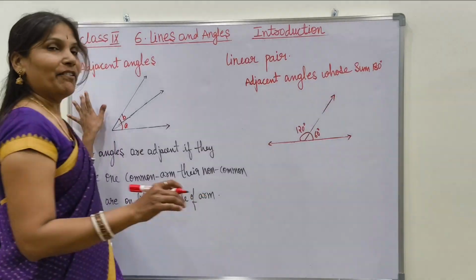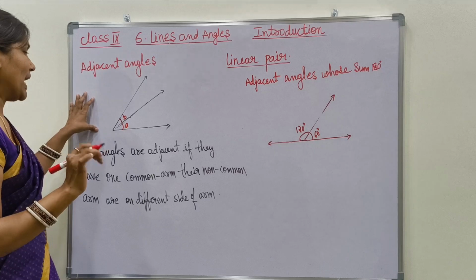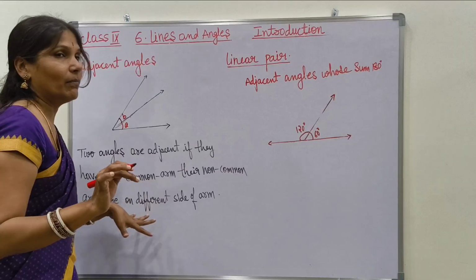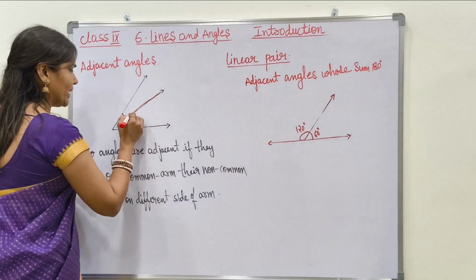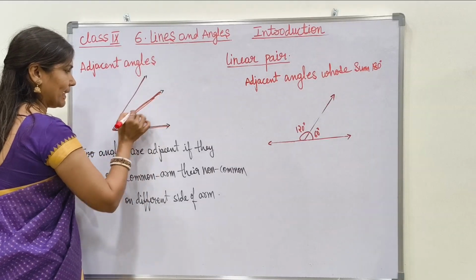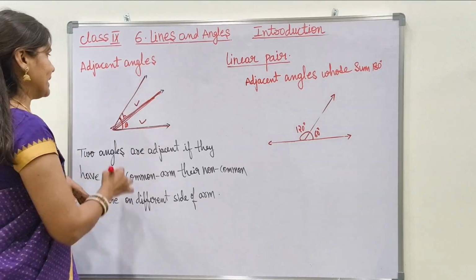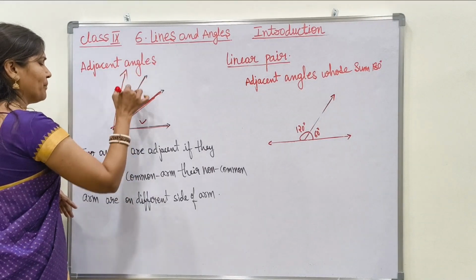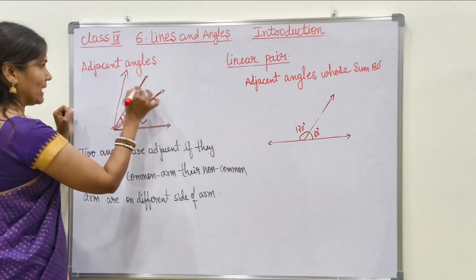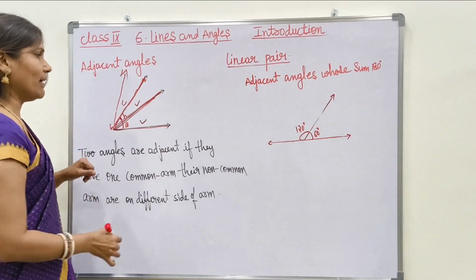Okay. Now we will learn what an adjacent angle is and what a linear pair is. Listen carefully. Adjacent angles: two angles are adjacent if they have a common arm. See, I am taking two angles here. This is angle A, this is angle B. Only one common arm is there, so these are adjacent angles. Otherwise, I am taking one more angle here, C. B and C are adjacent angles. Why? Because angle B and angle C have a common arm in the middle. So this type of angles is called adjacent angles.